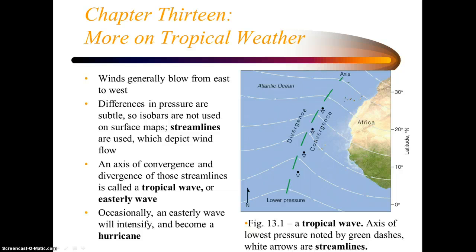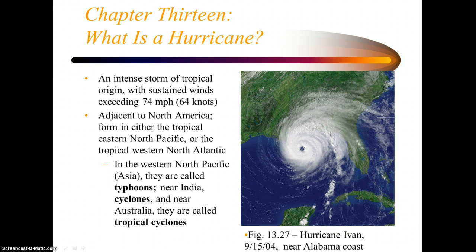The differences in pressure are subtle in the tropics, so we don't use isobars to depict differences in pressure like we do in the mid-latitudes on weather maps. We use what are called streamlines, which depict wind flow. So you can see the heads of the arrows. These are vectors that point to the direction the wind is flowing toward. As these vectors converge, that typically is the axis on which thunderstorm development occurs, and this is then called either a tropical wave or an easterly wave because they move from east to west. Occasionally, an easterly wave will intensify and become what we call a hurricane adjacent to the Americas.